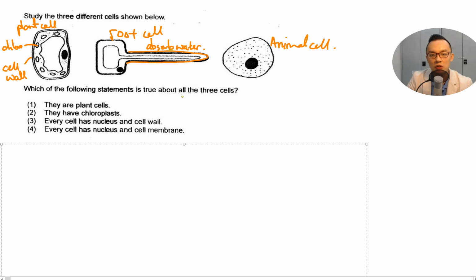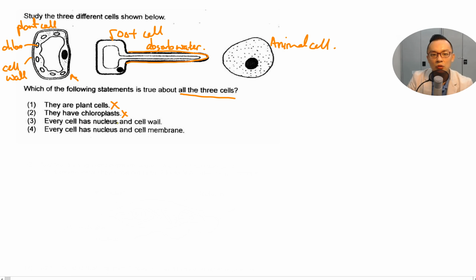Which of the following statements is true about all 3 cells? They are all plant cells. Not true. This is probably an animal cell. This is a plant cell. This is a plant cell. They have chloroplasts. Not true. Only this cell has chloroplasts.